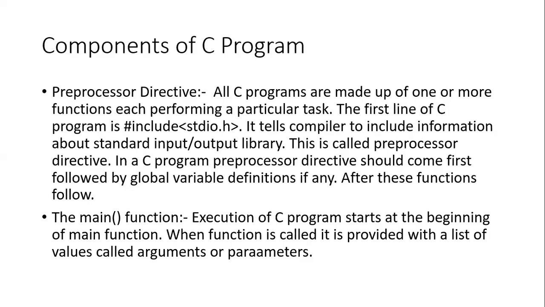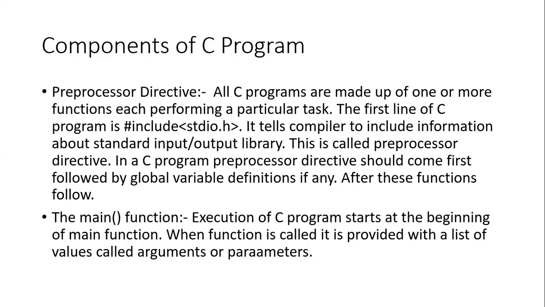Components of C programs. The first component of a C program is the preprocessor directive. All C programs are made up of one or more functions, each performing a particular task. The first line of a C program is #include <stdio.h>. Now this #include <stdio.h> is a preprocessor directive. It tells the compiler to include information about the standard input output library. Okay, this is called a preprocessor directive.